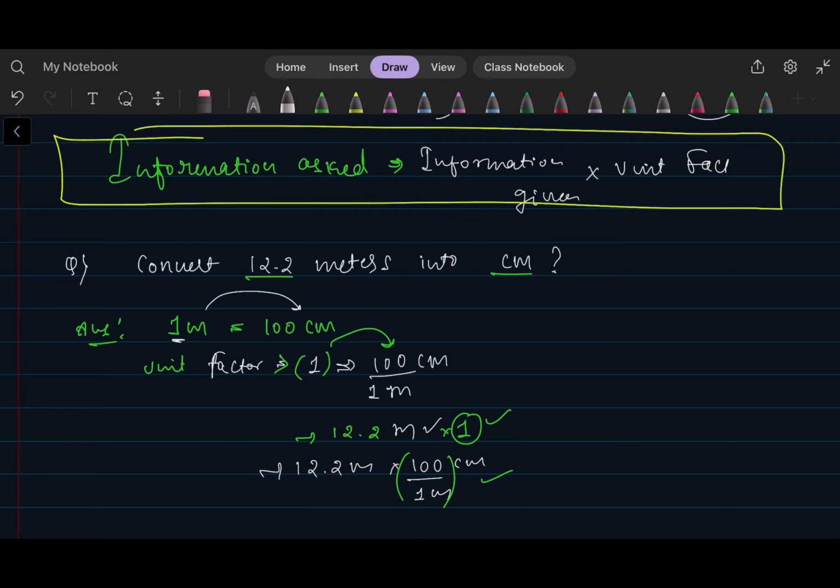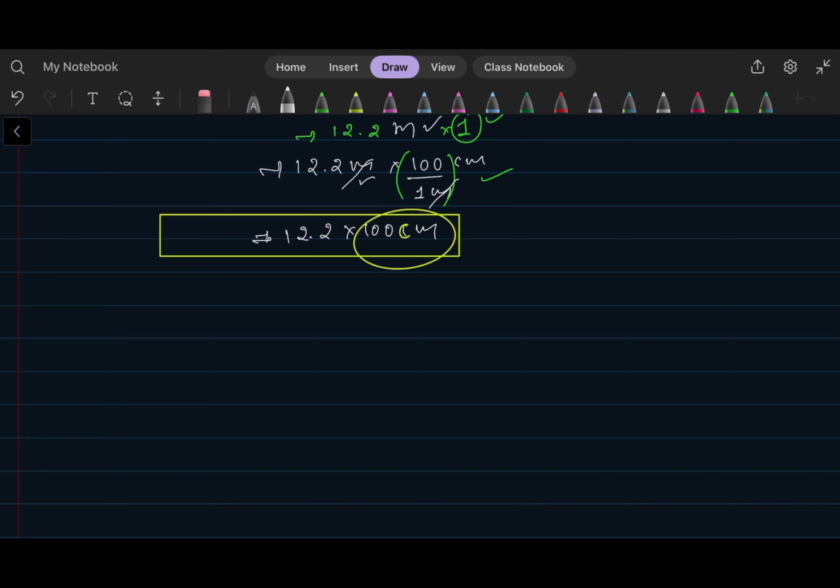So simplify, meter will get cancelled. The information given is 12.12 meters. Then the unit factor, we know, is 100 centimeters by 1 meter. Meter gets cancelled, and we are left with 12.12 into 100 centimeters. So we got the unit conversion from meter to centimeter. This is how we used to do it. We'll go for some more questions, then we may get clarity about this.